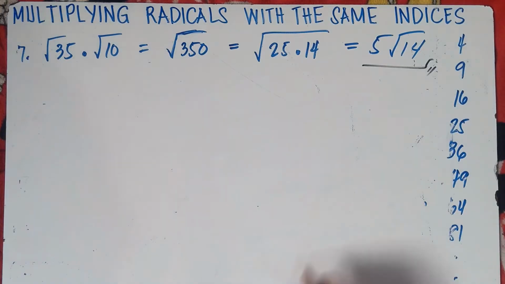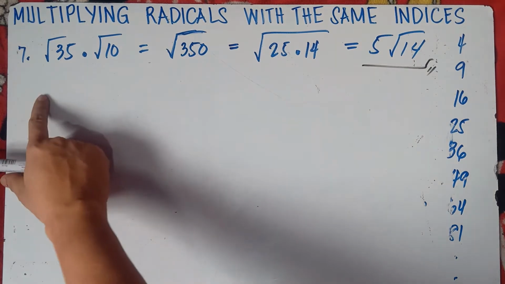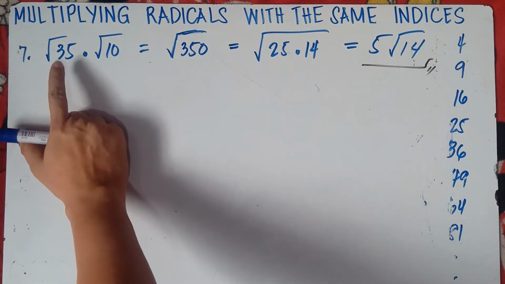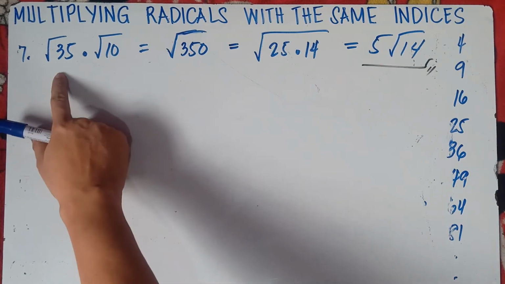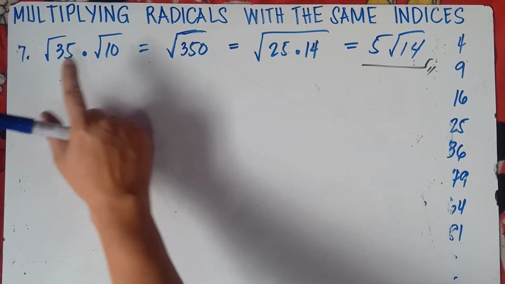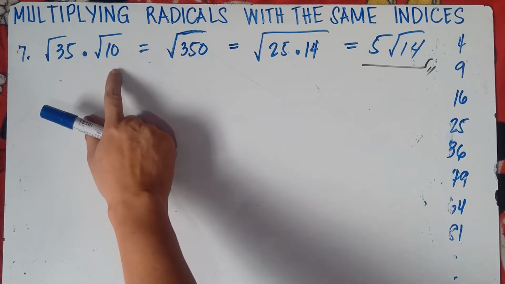But once again, class, it will take time if you do it that way. So the thing that we will do, class, is we need to do the shortcut way. So you find two factors of 35 and 10 where one factor is common to both. Of course, we can use 5, right? Because 35, we can divide it by 5, and also 10, we can divide by 5.